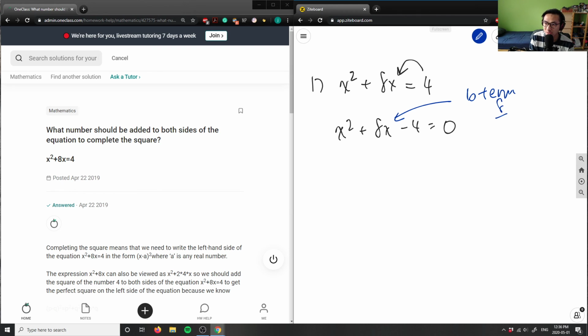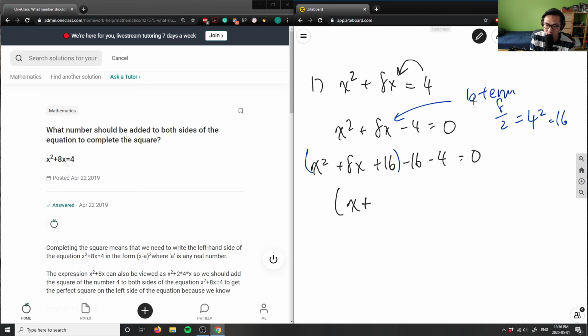So 8 divided by 2 equals 4. 4 squared would equal 16. So that's the magic number I'm going to use here. So x squared plus 8x plus 16 minus 16 minus 4 equals 0, right? So my plus 16 minus 16, I'm simply just adding a 0. But in this case, this creates my perfect square trinomial here, right? So this is what I care about here. This entire thing is my perfect square trinomial.